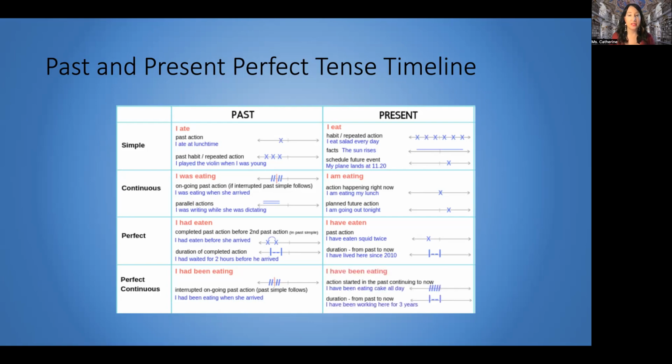And present perfect continuous example would be, I have been eating. This could be an action started in the past continuing to now. For example, I have been eating cake all day. Additionally, present perfect continuous could be the duration from past to now. For example, I have been working here for 3 years. Okay, so take a picture of this or start writing this down.